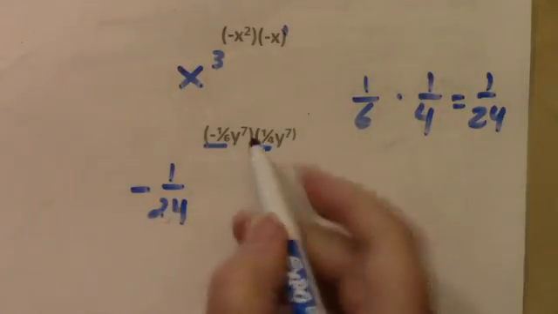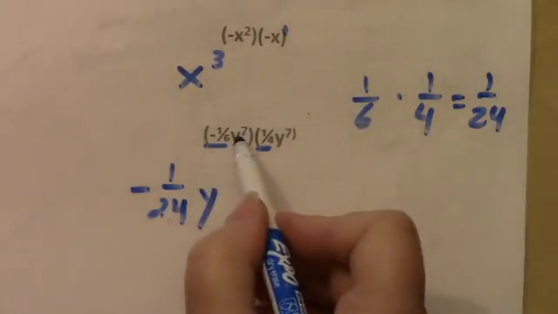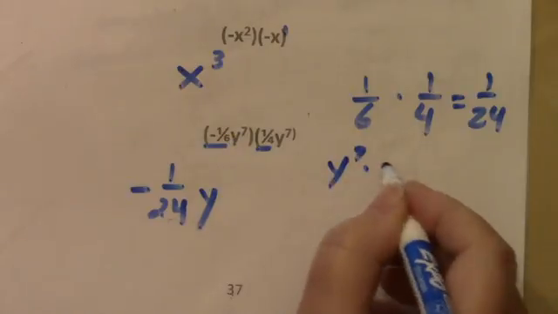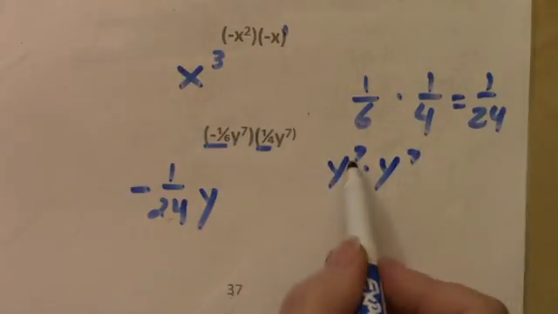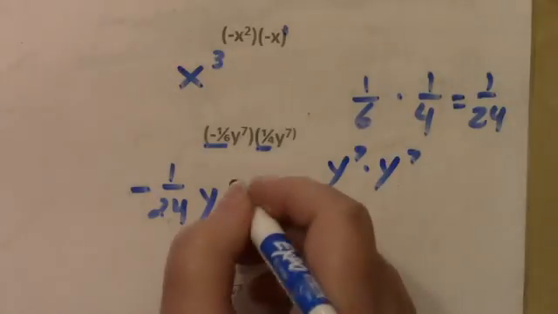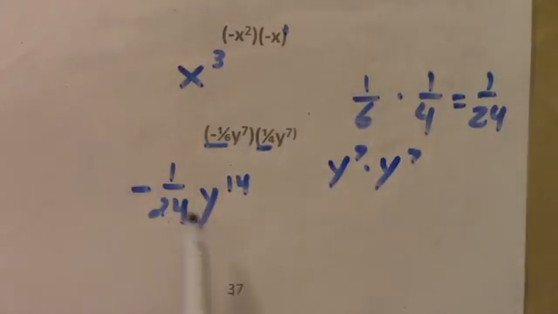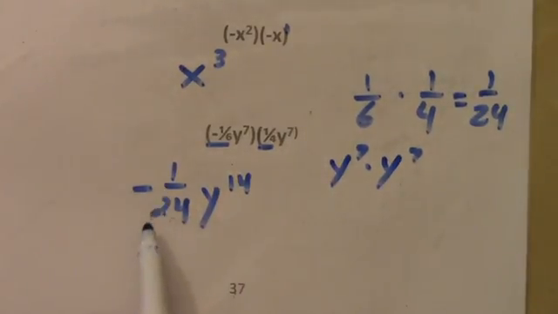Now I have my y, and then it's y to the 7th times y to the 7th. 7 plus 7 is 14. So the answer to this one is negative 1/24 y to the 14th.